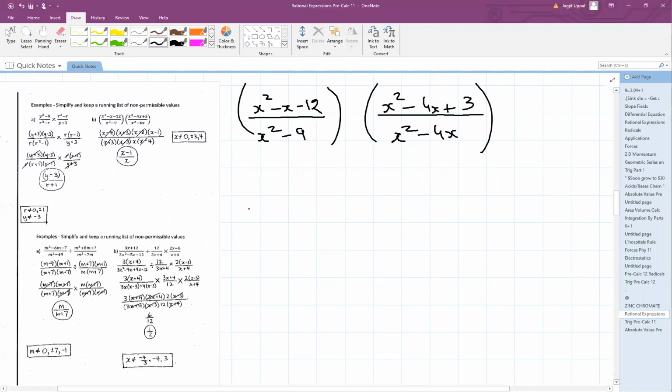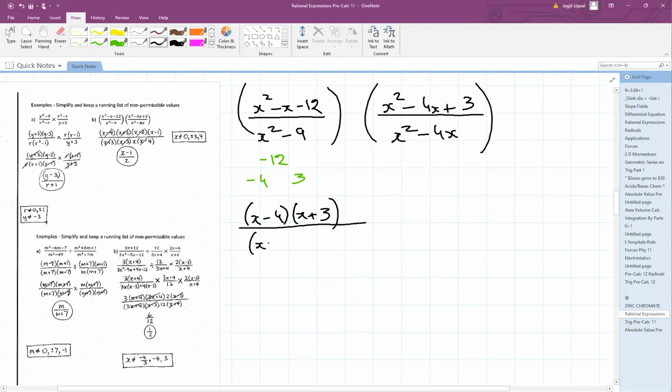Repeat x minus 4 and x plus 3. Good. So 1 times -12 is going to give you -12. Got to find two numbers. When you multiply them, you get -12. When you add them, you get -1. So that's -4 and 3. So that's going to be x minus 4 times x plus 3.